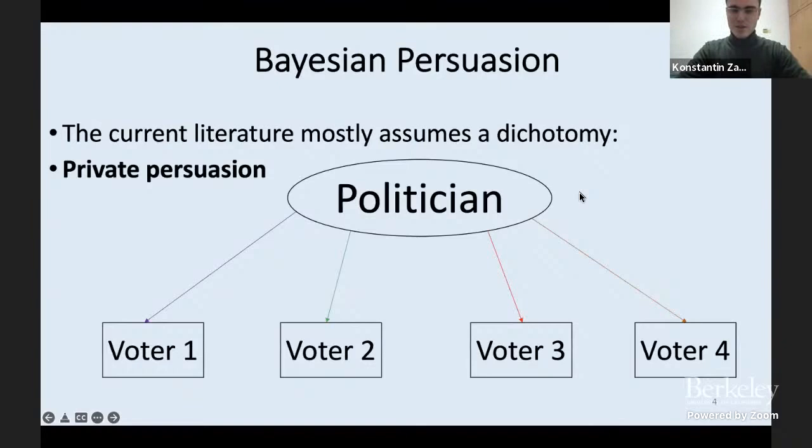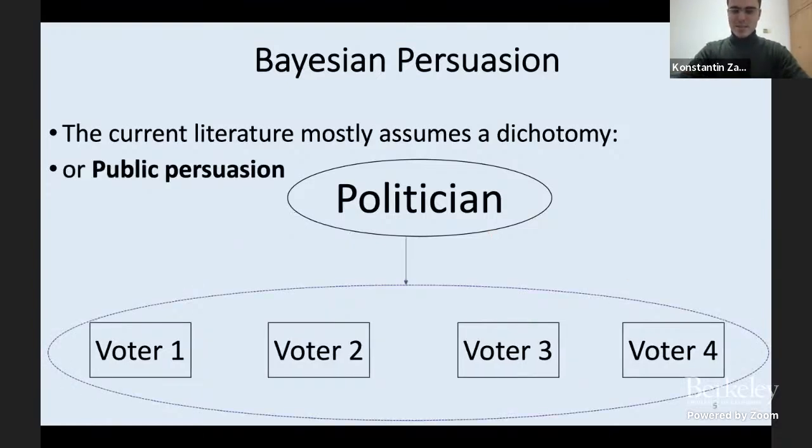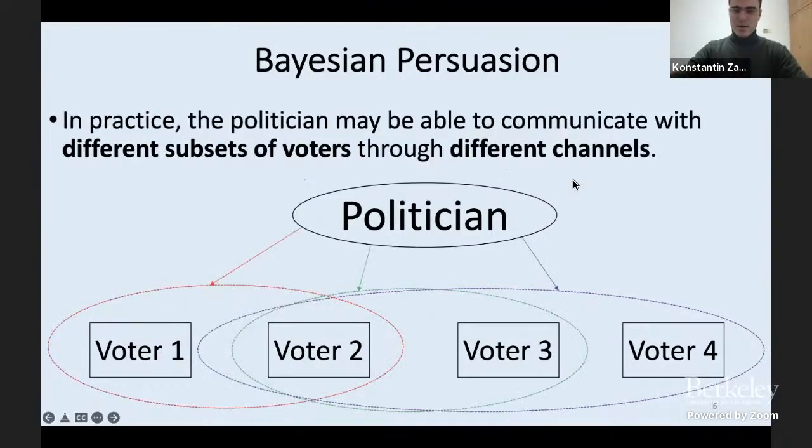The current Bayesian persuasion literature mostly assumes a dichotomy. Either the sender may communicate with each receiver via a private communication channel, and this model is unsurprisingly called private persuasion, or the sender must transmit the same signal to all the receivers, and this model is public persuasion. However, in many real-life applications, it is reasonable to assume that the sender can communicate with different subsets of voters, or in general receivers, via different communication channels. And this is the model we study in our paper.